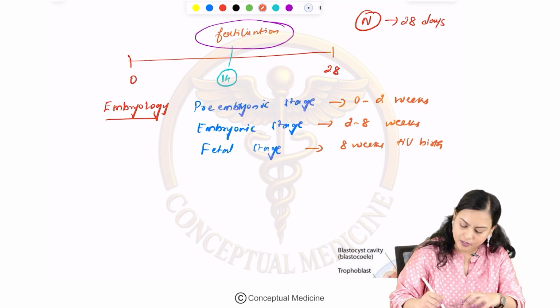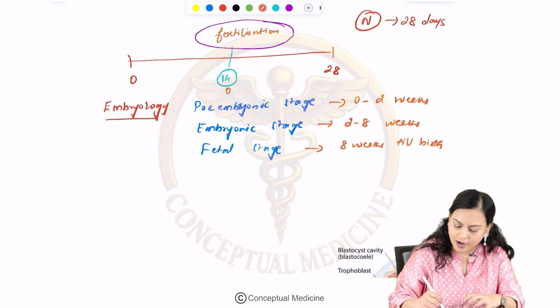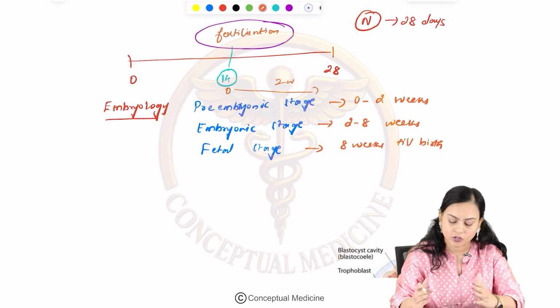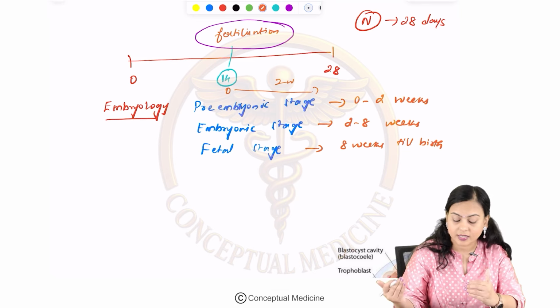So, basically, this will be considered as 0 week and the rest of the thing will be considered as 2 weeks. So, that is a pre-embryonic stage. Then comes embryonic stage and fetal stage.